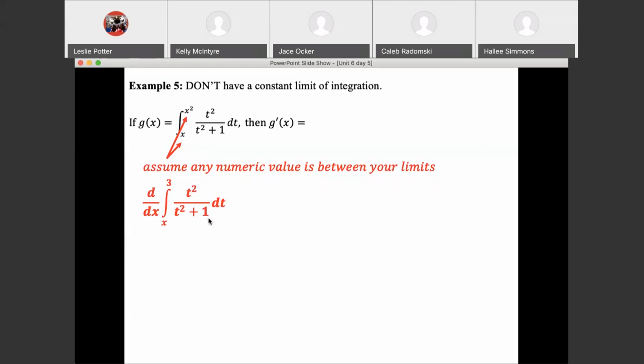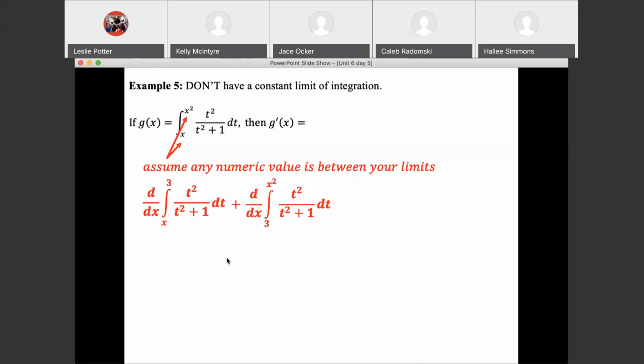So you could use 0. Lots of people love to use 0 just because it's easy, or 1, or pi. Okay, so I'm just going to say, let's pick 3 to be in between. So then I'm going to get this. Does that make sense?